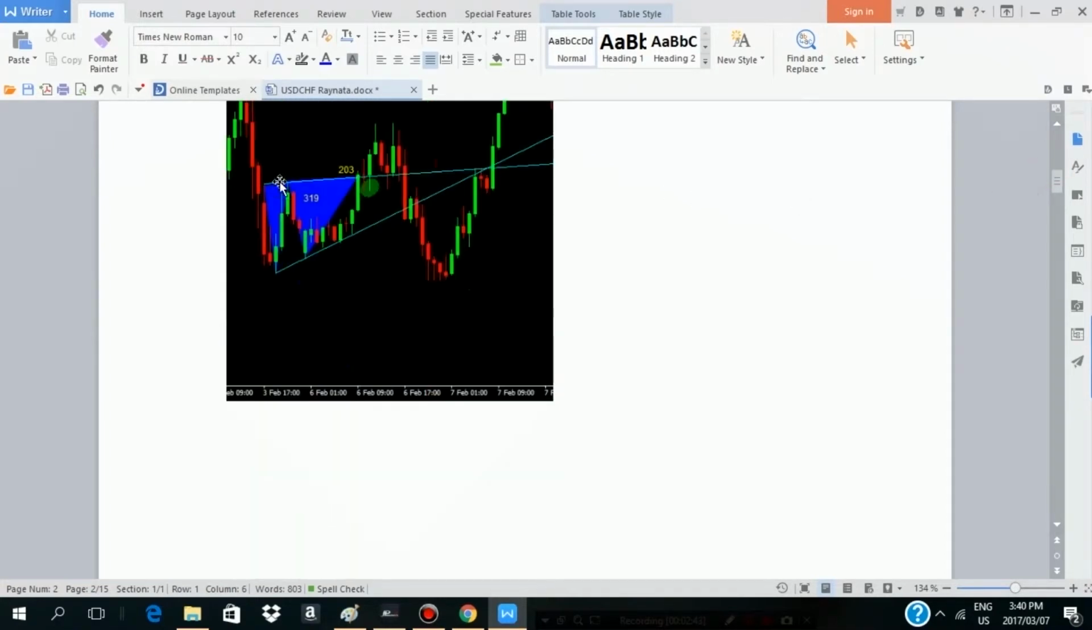At this point too, here is my triangle. Inside my triangle, I can clearly see that I've also got a double bottom. But we are going to focus on the triangle because this is what we see right now. So from my first 2 points, from there to there, is 319 points. When price breaks out, it breaks out by 203, and this is just over 50%.